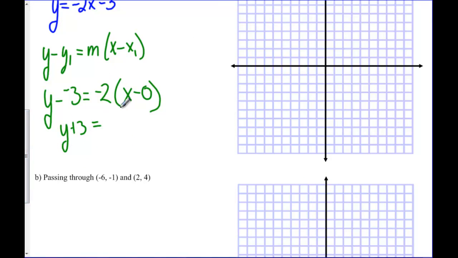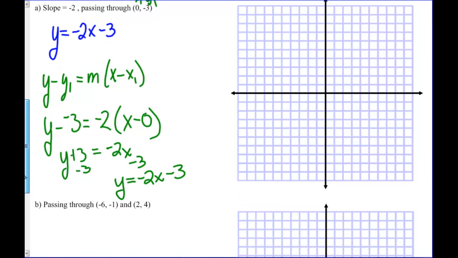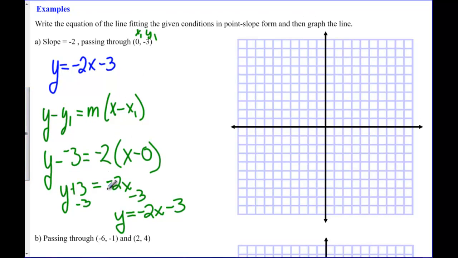equals, and if I distribute, I'm just going to get a -2x, because that -2 times -0 is just 0, right? So we don't care about adding or subtracting 0. Move that 3 over, and we're going to get y = -2x - 3. So we get there either way. But this is the skill you're going to need most of the time, because they're not going to be that nice, right?